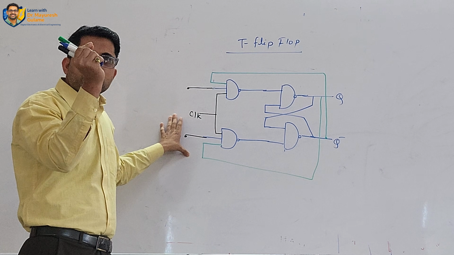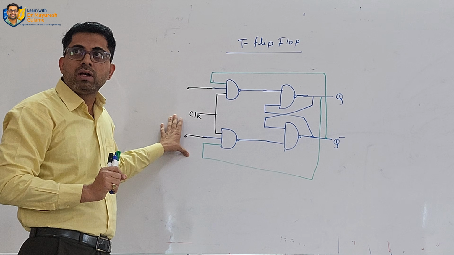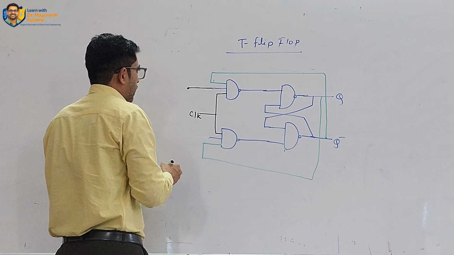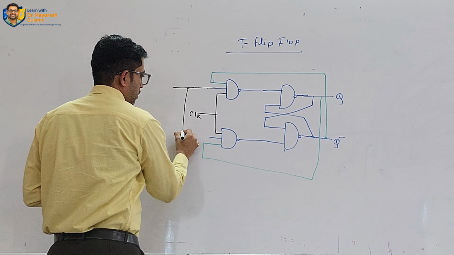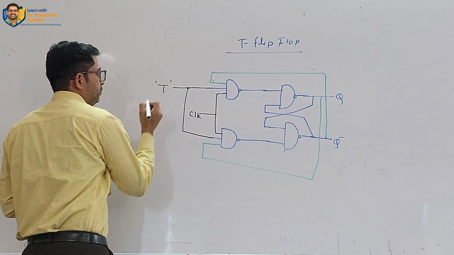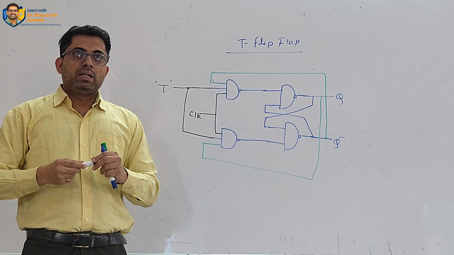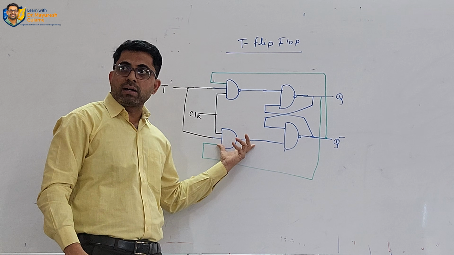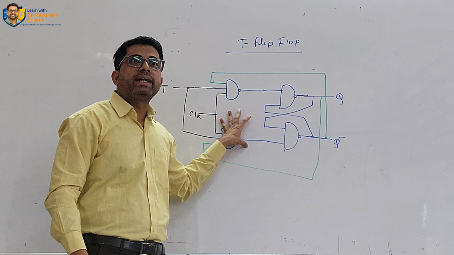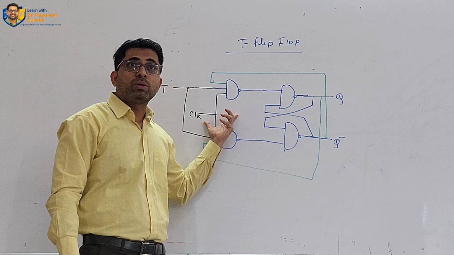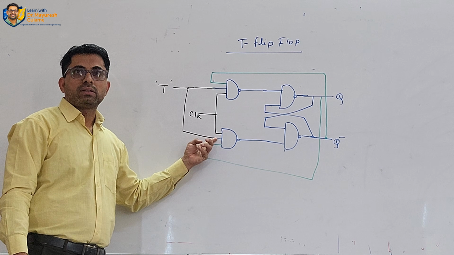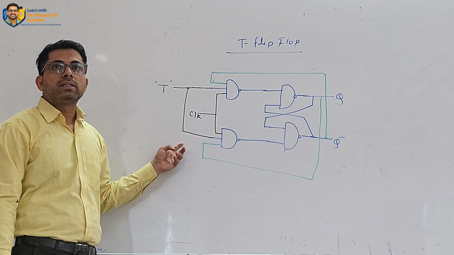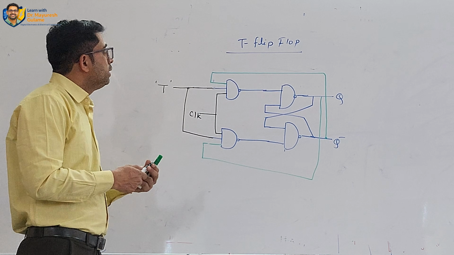But what is the small change in the diagram of the T flip-flop? You need to short this input. Like that. Why have I purposefully drawn the JK flip-flop diagram? Because you need to construct the T flip-flop diagram from the JK flip-flop. The only change is that you need to short J and K. Got it, everyone? So this is the construction of the T flip-flop.